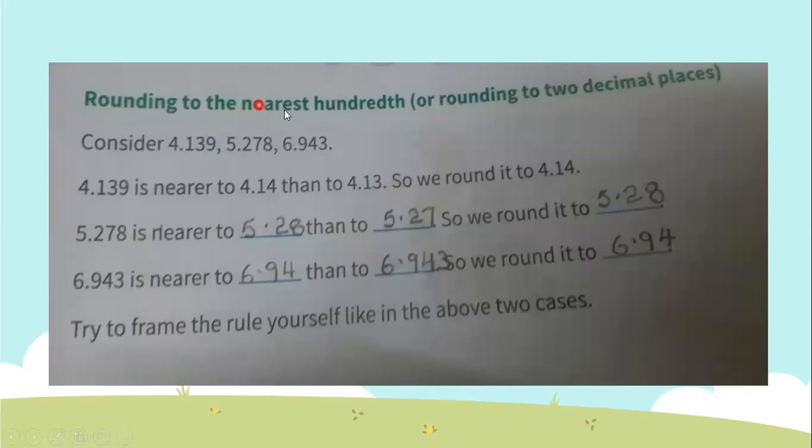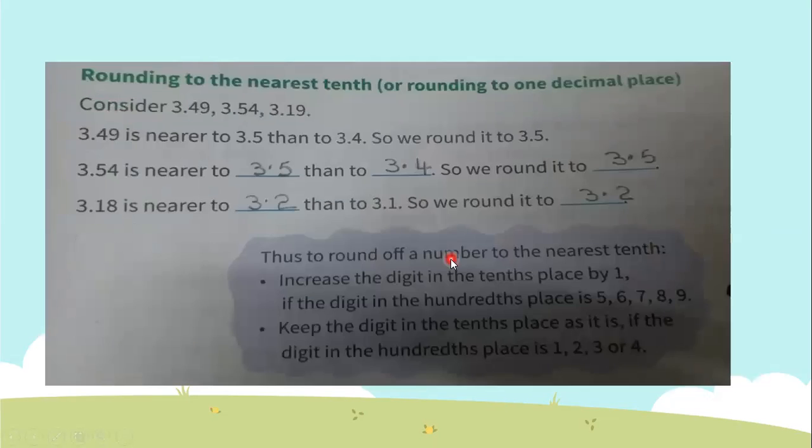Next, rounding to the nearest hundredth. Consider 4.139, 5.278, 6.943. See here, 4.139 is near to 4.14. In the thousandths place 9 is there, so it is greater than 5, that is 5, 6, 7, 8, 9. So this number you can change to 4.14. Next 5.278. Here also the same thing. 8 is there, which is also greater than 5, so this number also you can change to 5.28. Next 6.943. Here 3 is there, which is lesser than 5, so you can keep this number as it is, 6.94. So this is the way you can round.